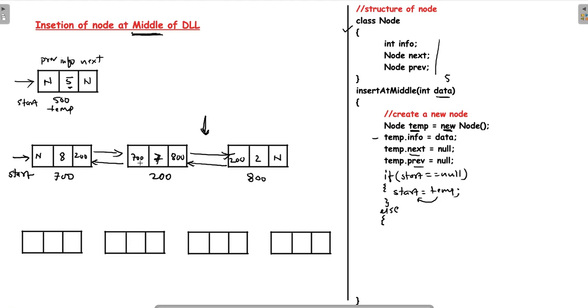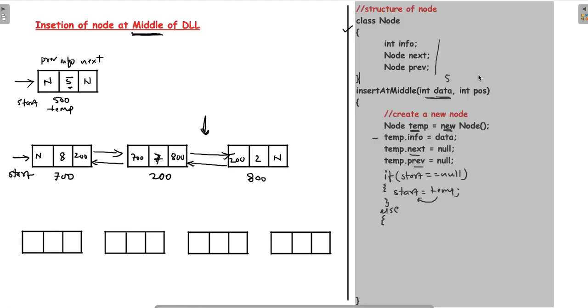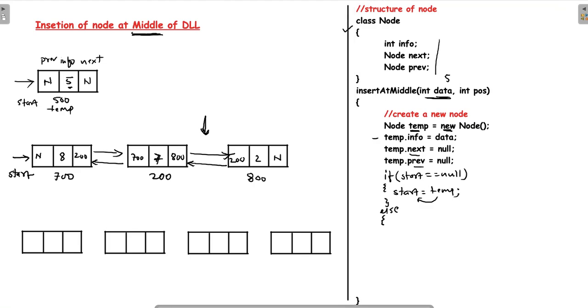So what changes do you need to make? While accepting the value 5 from the user, you need to accept one more value: at which position you want to insert that new value. So here a single parameter will not work. You need to add one more parameter, and that parameter is an integer position, after which element you want to insert. So let's say the user passes two values, and that value is suppose 7.